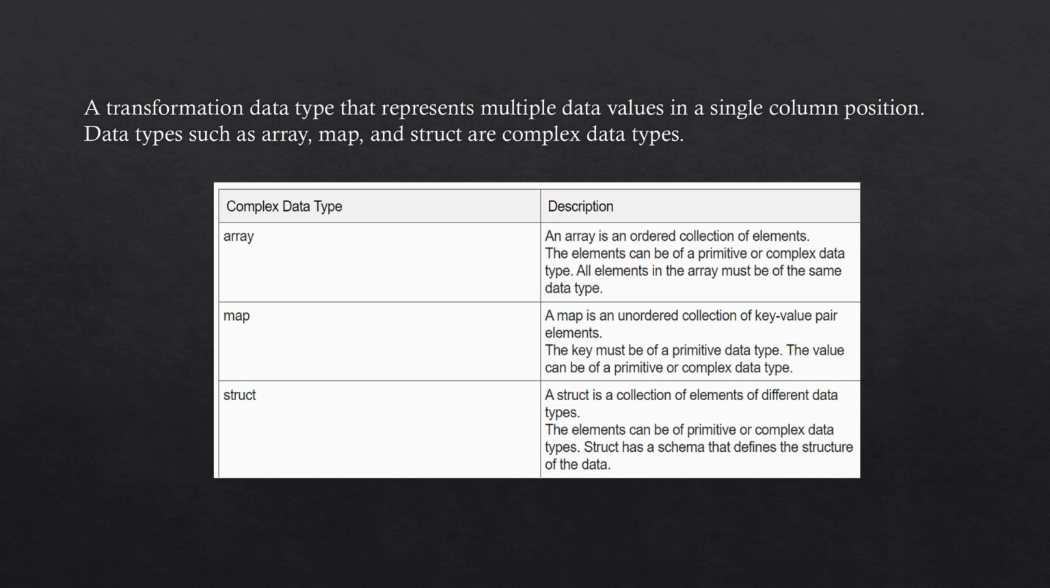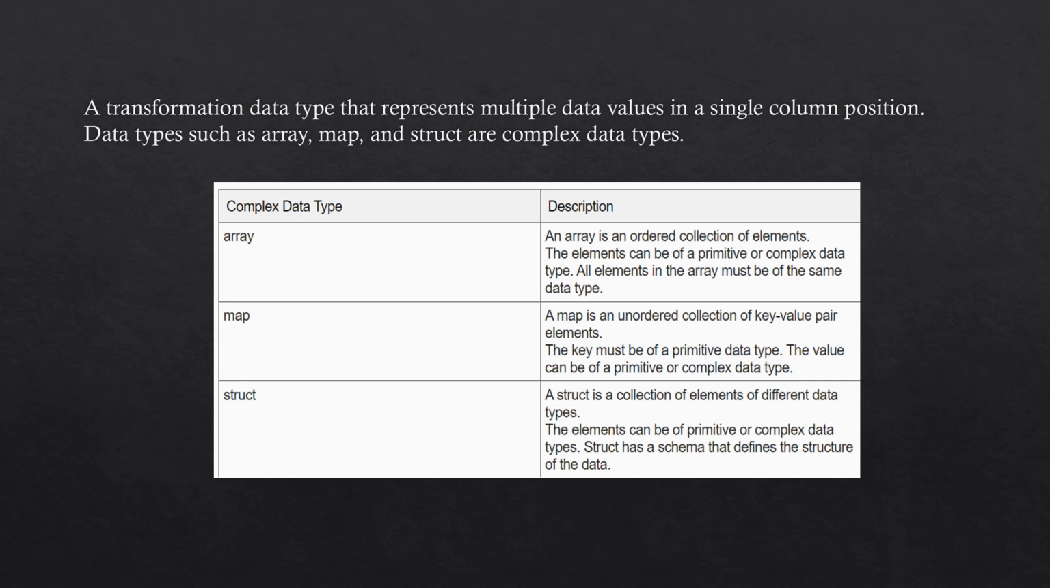An array is an ordered collection of elements, and the elements can be of primitive or complex data type. All elements in the array must be of the same data type. A map is an unordered collection of key value pair elements. That's the main thing we want to remember: map means key value pair elements, and array means an ordered collection of elements. In the map, the key must be of primitive data type, and the value can be of primitive or complex data type.